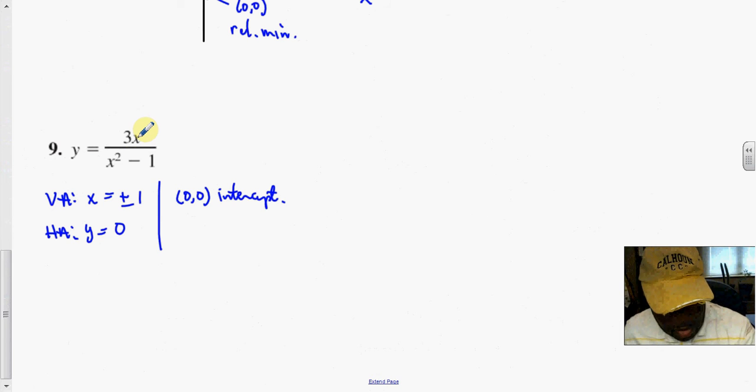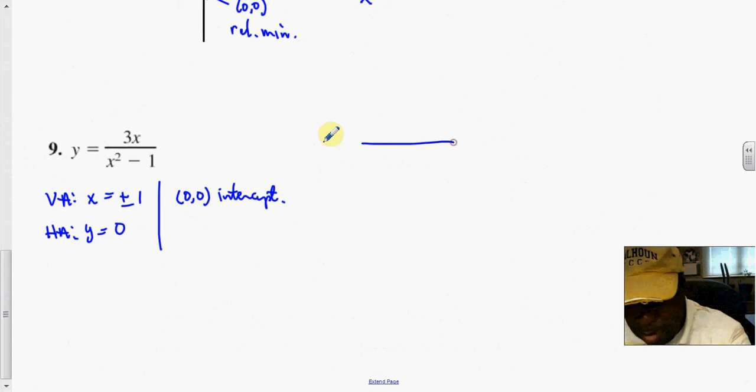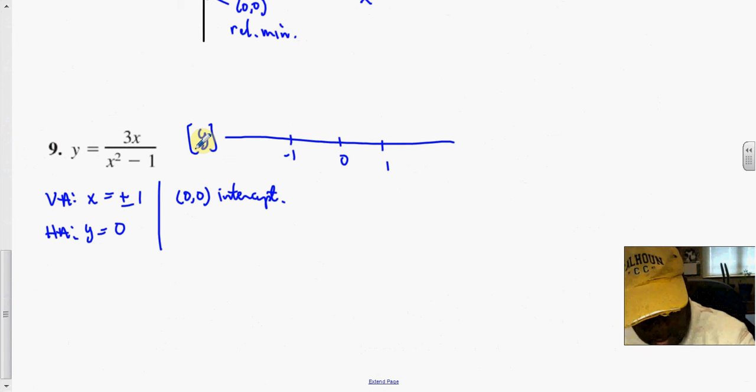Now what I'm going to do is partition the number line based on these x values in question, the vertical asymptotes and x equal to 0. So this is for y. Here we test a number on the interval from negative infinity to negative 1. Say, for example, let's take negative 2.